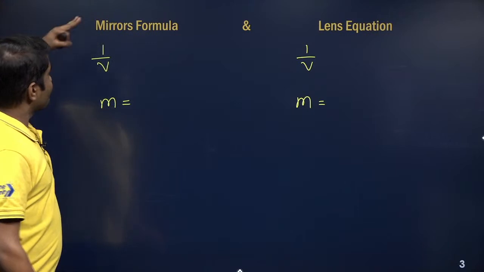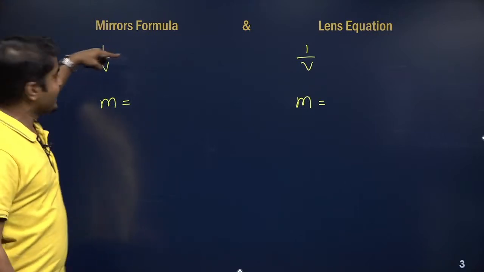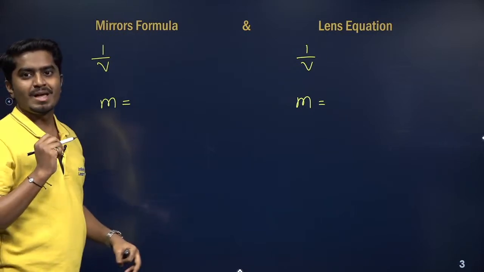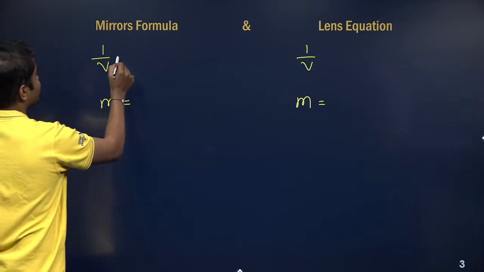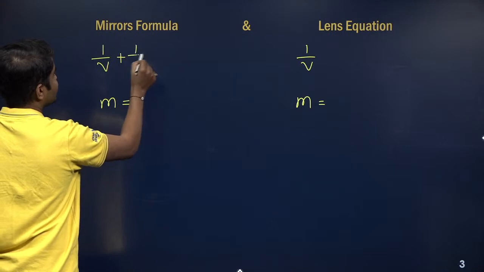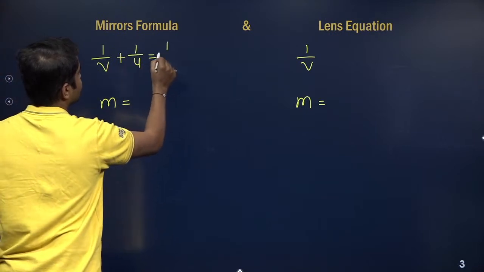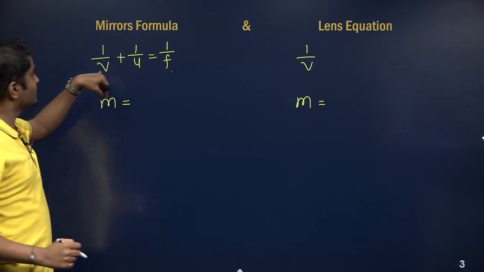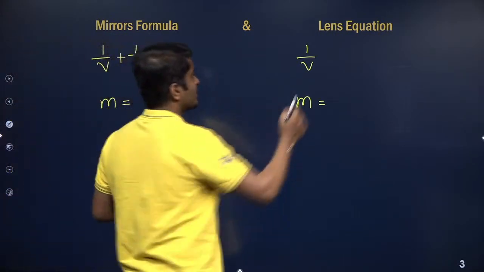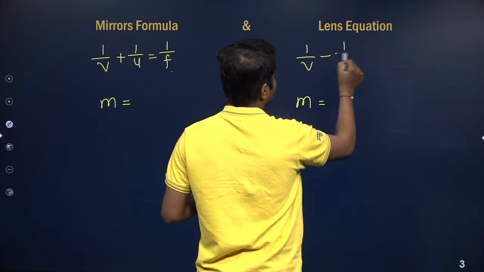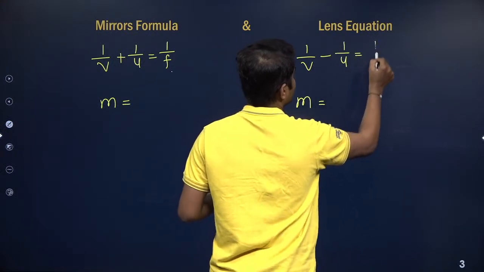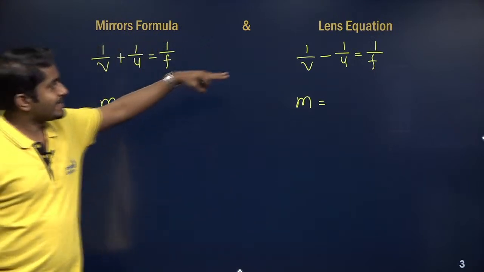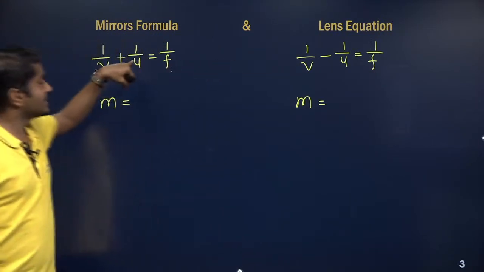Yes. So for the mirror formula, is it going to be plus here or minus? For the mirror, this is going to be plus: 1/v + 1/u = 1/f. F is the focal length, u is the object distance, v is the image distance. Here we have a negative sign: 1/v - 1/u = 1/f. That is the lens equation. This is the mirror formula.